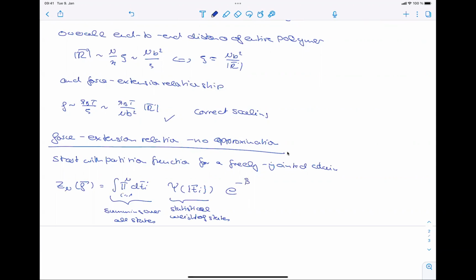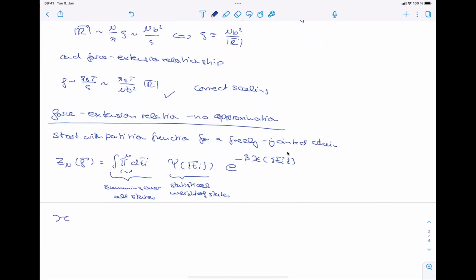So we now have a Hamiltonian H, which depends on the configuration, with our Hamiltonian being defined as minus F R, which we can write in detail as minus the sum over all segments t_i that set up the end-to-end distance, times F, which is the external pulling force.